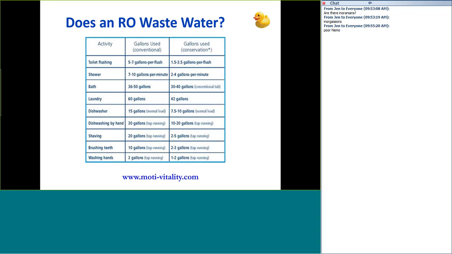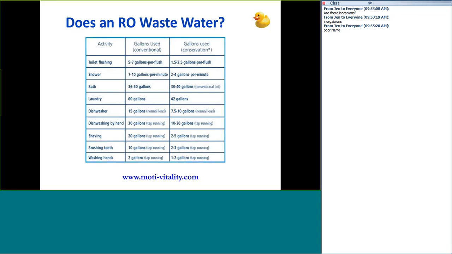A shower, let's go with the conservative. Let's assume they have a flow restrictor on their shower head at 2 to 4 gallons per minute. Okay, let's say it's 2 gallons a minute. It's a 10-minute shower. That's 20 gallons, literally down the drain. A bath, 30 to 40 gallons is what they're using there to fill that bathtub.